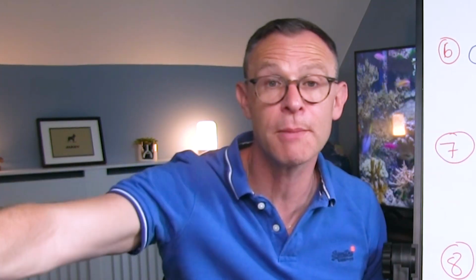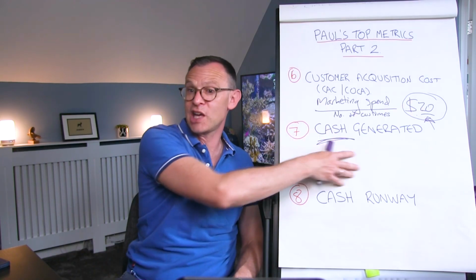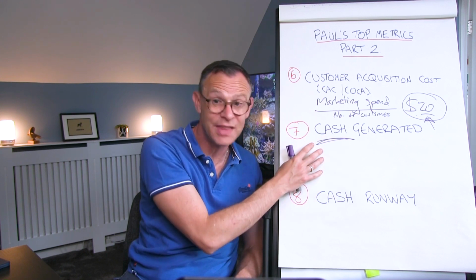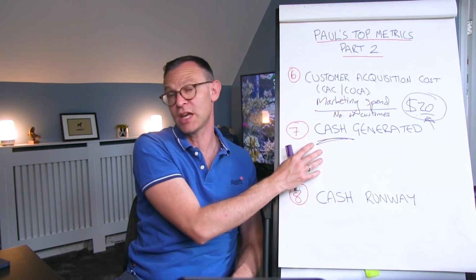Now, I won't go into huge detail why they're different, but just a couple of things to think about. It's usually timing. You might sell things on credit, so you'll have a sale in this month. You might not get the money for 30 days or 60 days, and so the cash generated in that month could be significantly less than the sales you've made.